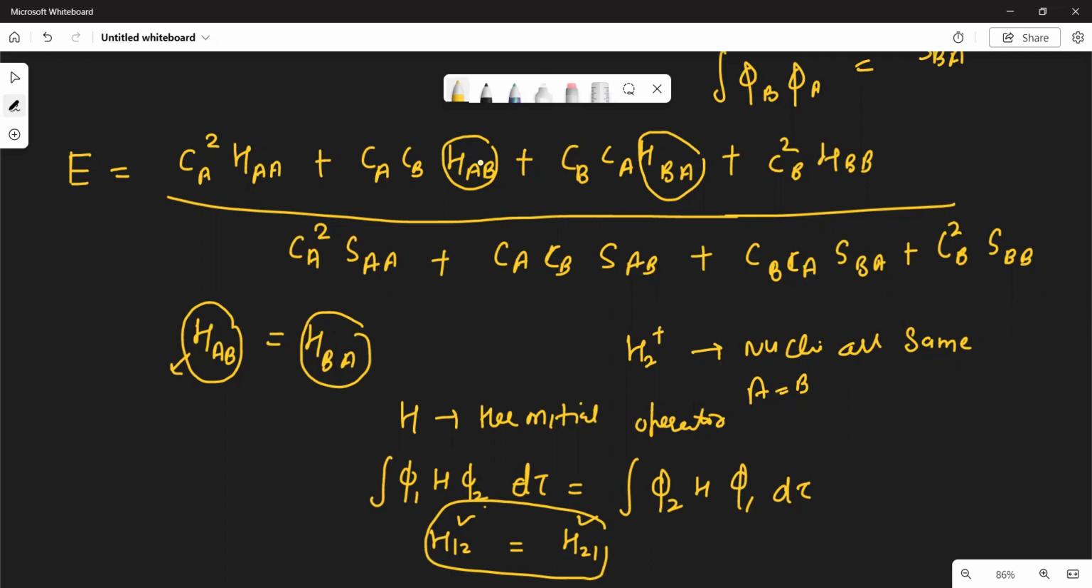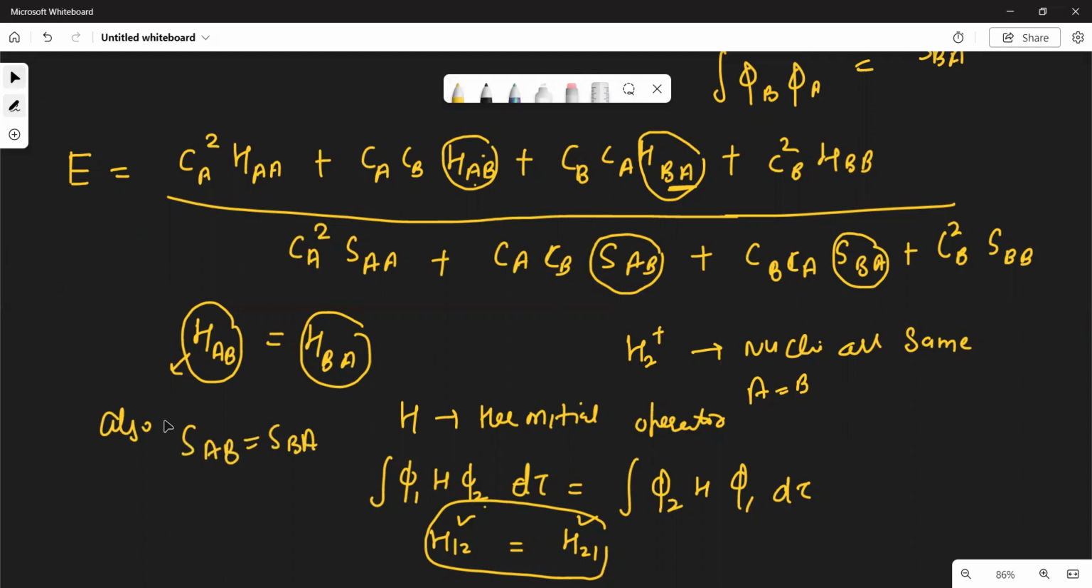So here we will write AB only. In place of BA, we will use AB because HAB and HBA both are equal. Similarly, here also SAB and SBA both are equal. You can write SAB equals SBA. So these are also equal.